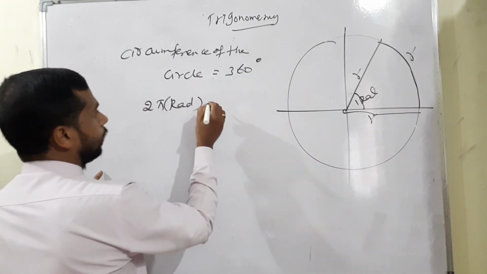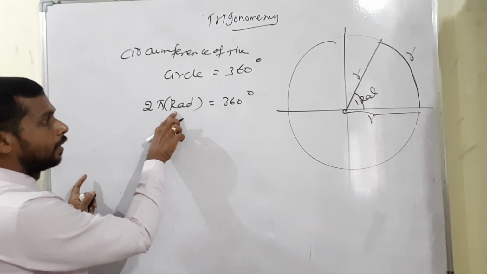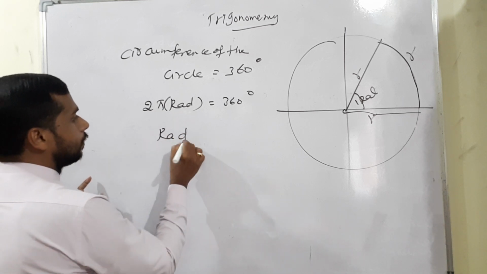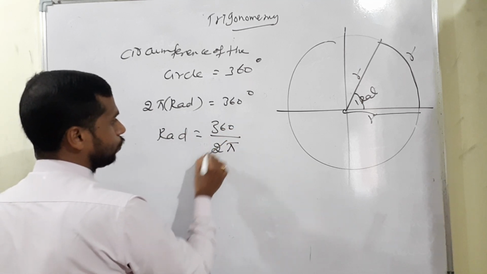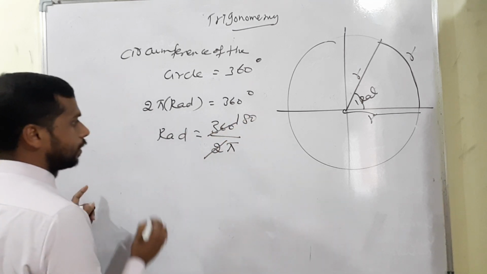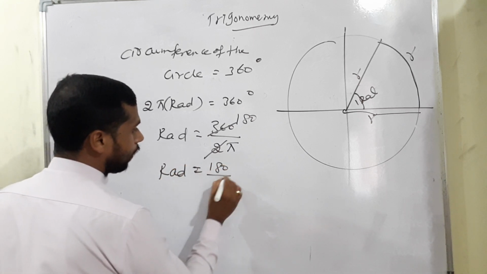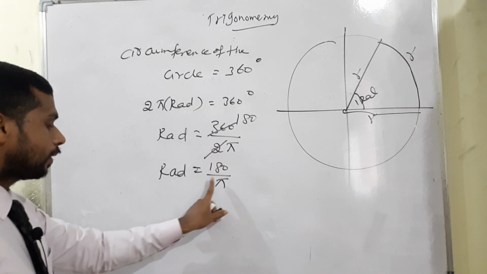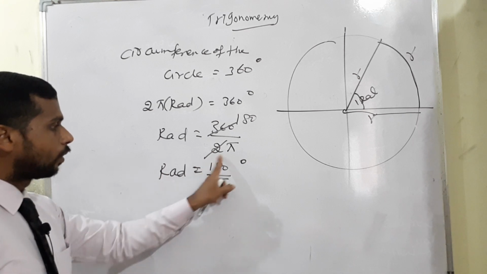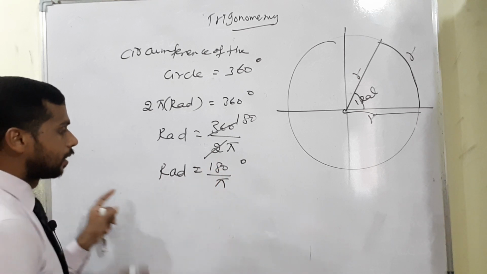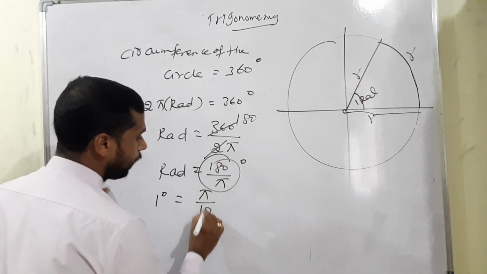So 2 pi radians will be equal to 360 degrees. Therefore how to find one radian? One radian will be equal to 360 divided by 2 pi, isn't it? Therefore 2 and 360 cancel, giving 180. Therefore 1 radian is equal to 180 divided by pi, so this is in degrees. Now how to find the degree? 1 degree is equal to the reciprocal, so 1 degree is equal to pi by 180.